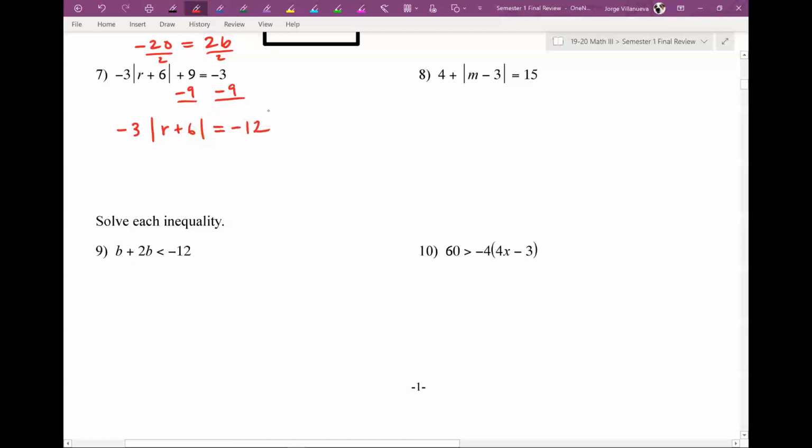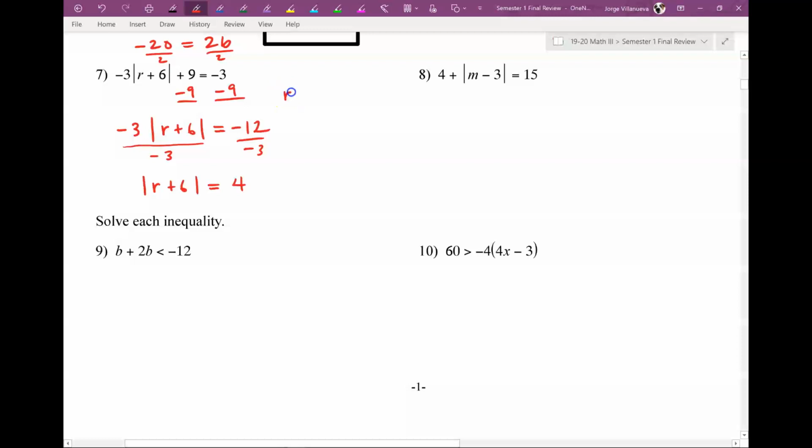Well, now I see that negative 3 in front of my absolute value, so I'm going to divide both sides by negative 3. So divide everything by negative 3. So I get the absolute value of r plus 6 is equal to a positive 4. So now I'm going to do the same thing I did in the previous problem. I notice that I have an absolute value, and it's equal to a number. So I just get to rewrite it as a positive and negative solution. So that 4 is going to be a 4 and a negative 4 right now.